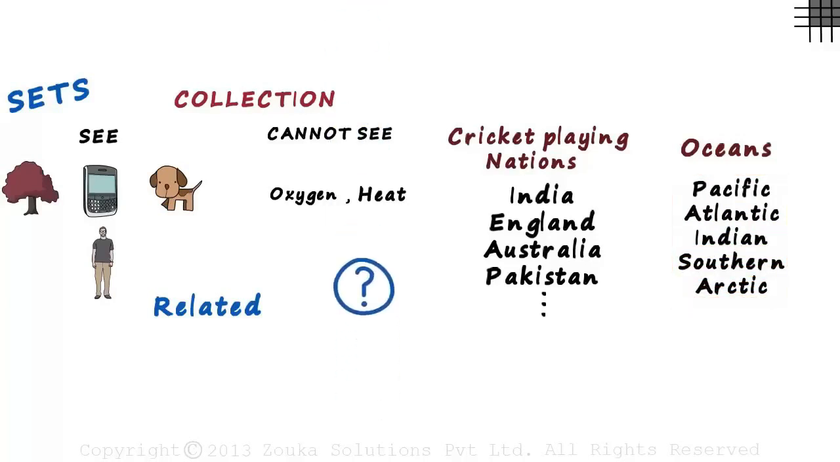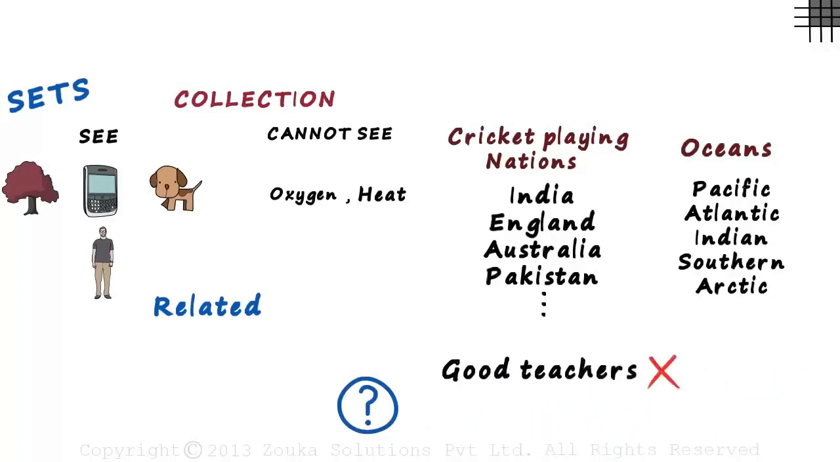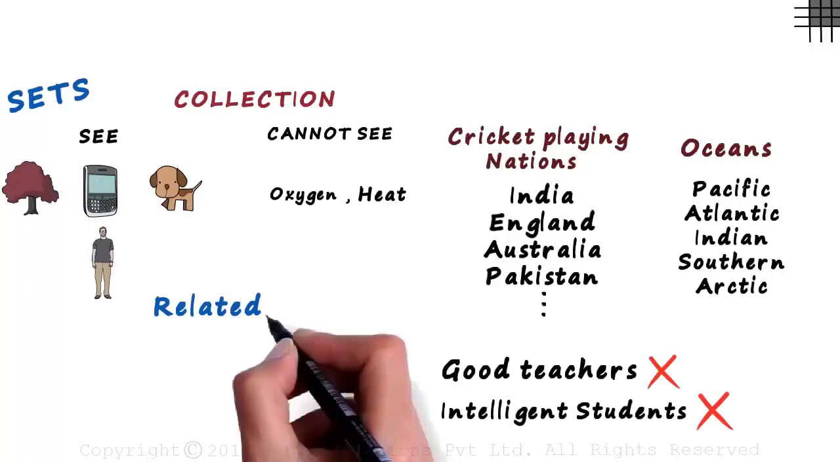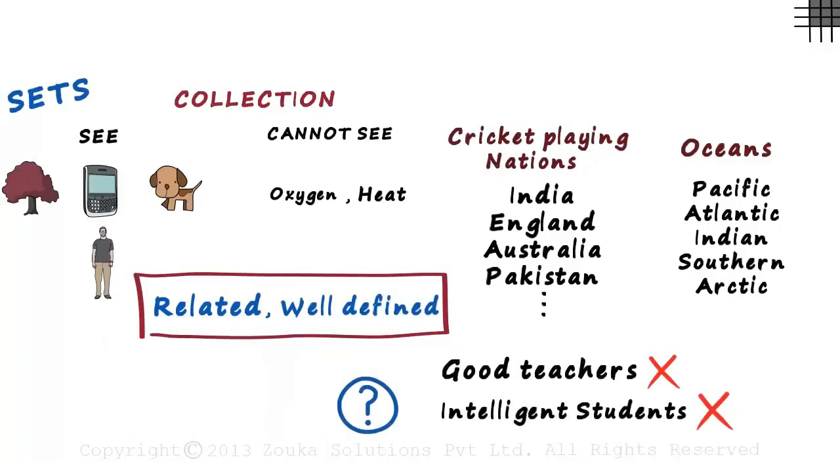Now here's an interesting question. Can we make a set of elements for all the questions you're asked for? The answer is no, not necessarily. What if we were asked to make a list of the good teachers we know? We cannot make a set here because my idea of a good tutor may be completely different from yours. Similarly, we cannot make a list of intelligent students we know. The word intelligent is not well defined. So remember, another important characteristic of sets is that the elements in it should be well defined. All the elements in a set should be related and well defined.